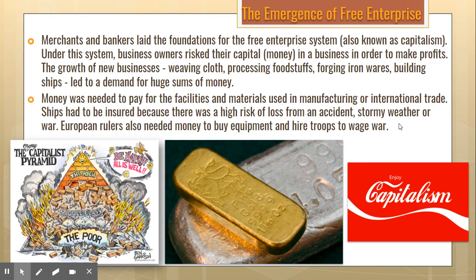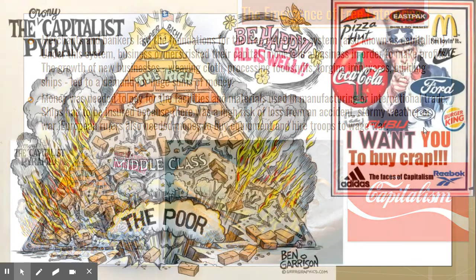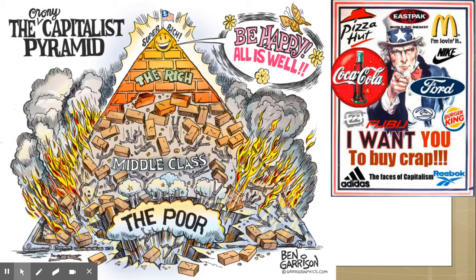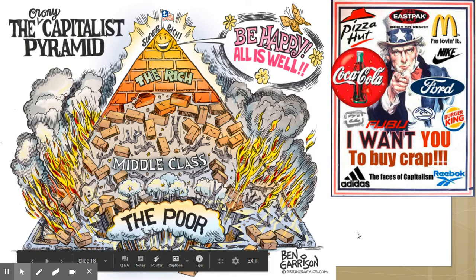across the Atlantic. So stormy weather or war, people would actually sink your ships, and European rulers needed money to buy equipment to hire their troops to wage war. So money became very important. And this is a pyramid of someone who actually probably is not a big fan of capitalism. So super rich at the top, the middle class, which is kind of falling farther and farther behind, and then the poor down at the bottom.